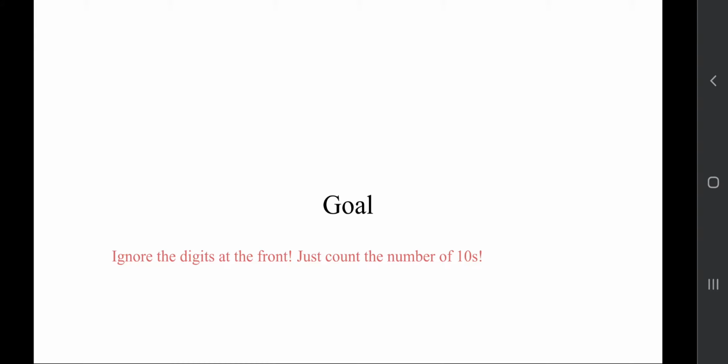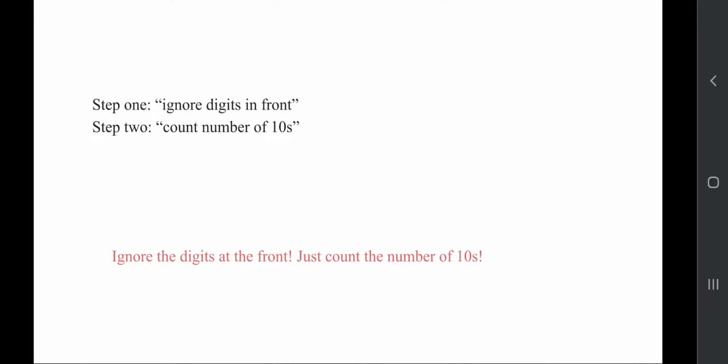I'm going to change this up. The goal is to really just ignore the digits at the front and count the number of 10s. That's really good enough. So let's break that down into steps. Step 1 is ignore the digits at the front. Step 2, count the number of 10s. How do we count the number of 10s? We roll backwards. We just count the power of 10. 10 to the power of 2 has 2 zeros. That's 100, we count it using our fingers, that's 2. 10 to the power of 2021 has 2021 zeros. It really doesn't matter. We count the power of 10.